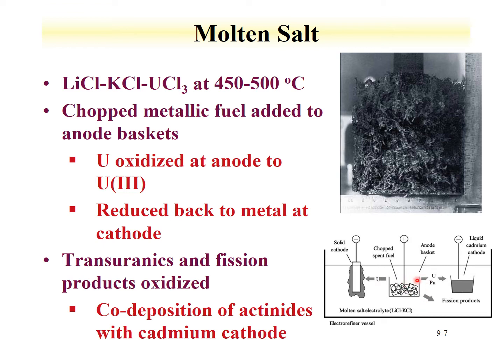oxidation occurs, and then the uranium travels and gets reduced back to the metal at a cathode. The transuranics and fission products get oxidized, so uranium will travel out. You can reduce it back to the metal. The fission products can travel to a liquid cadmium cathode and get deposited there. So one can achieve a separation of products with metallic fuel and again produce this uranium metal on the cathode.